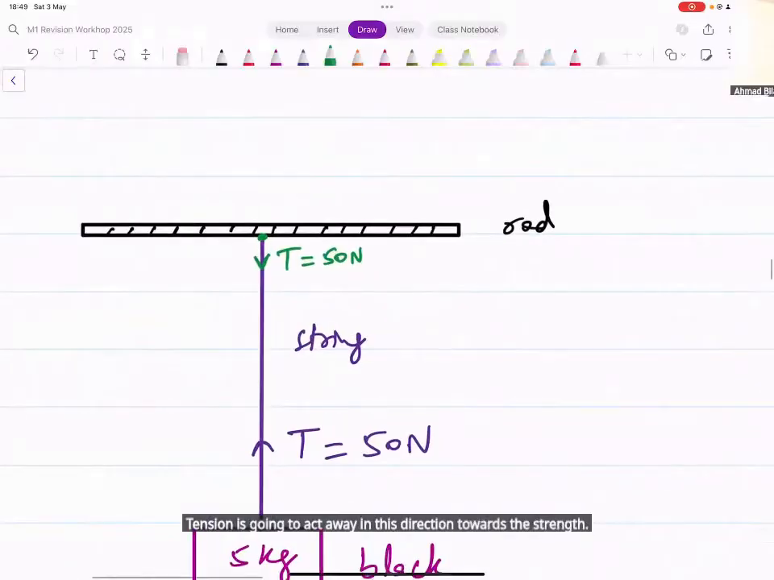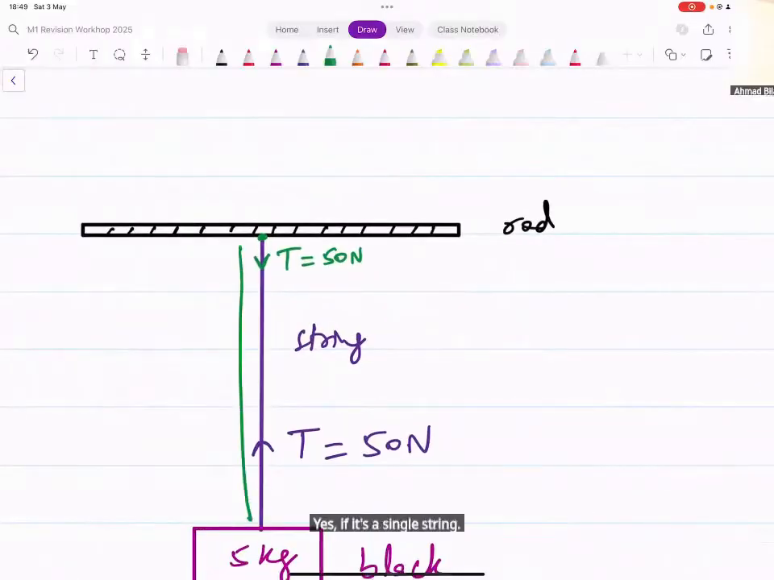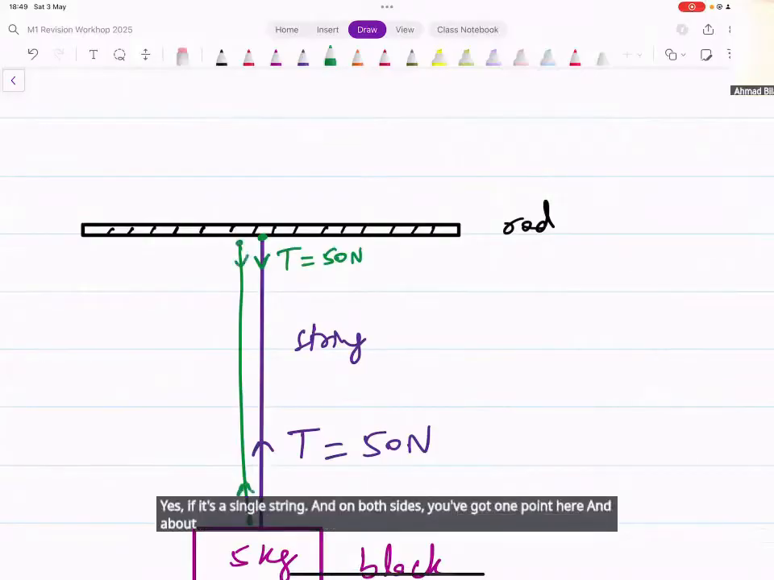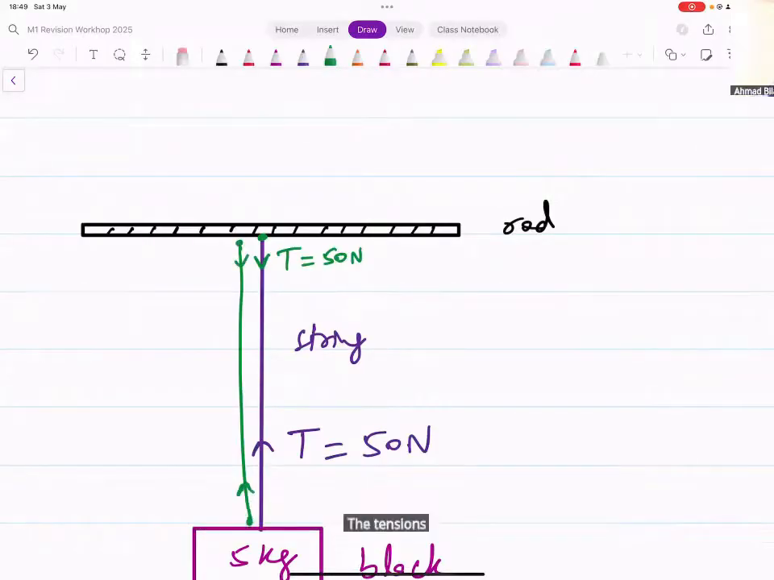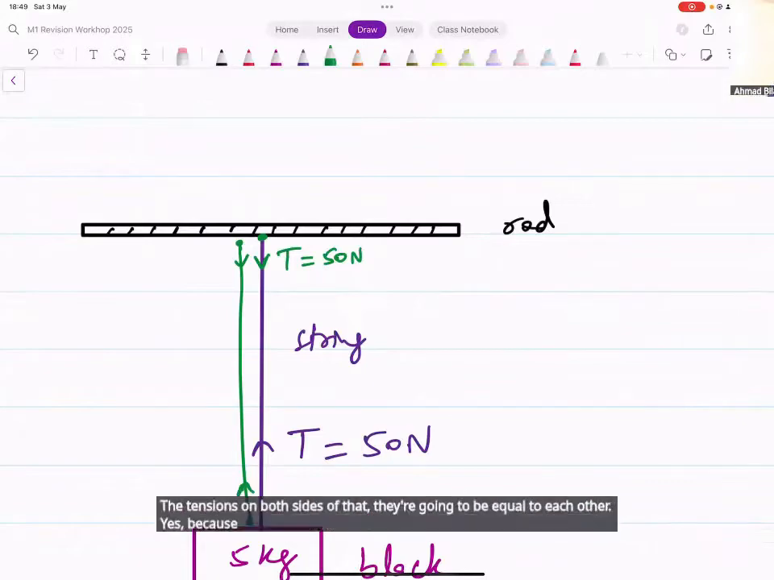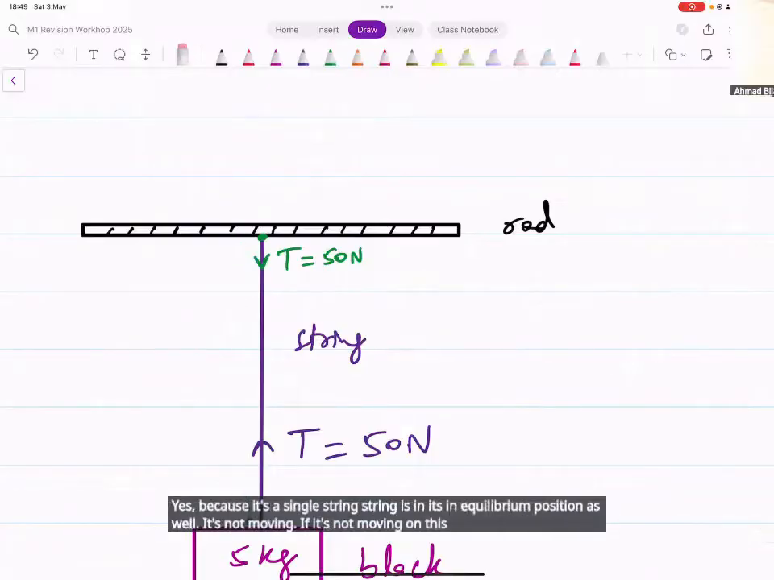If it's a single string and you've got one point here and another point here, the tensions on both sides are going to be equal to each other. Yes, because the single string is in equilibrium as well. It's not moving. If it's not moving, on the string you have equal forces acting in both directions. That is why it is in its current position.